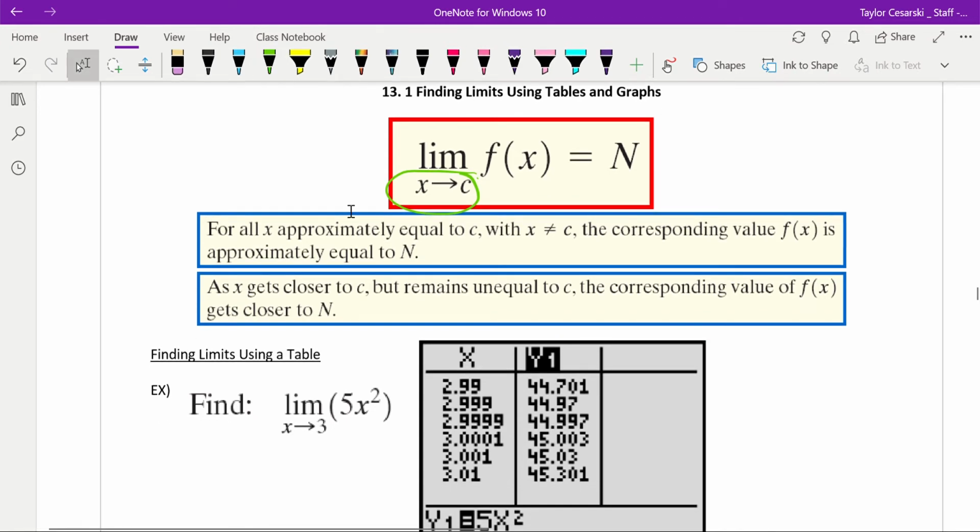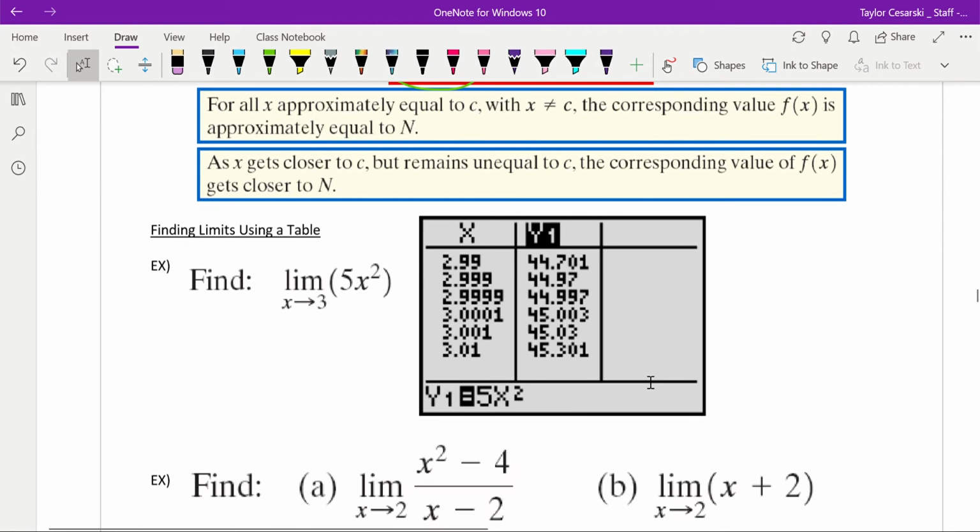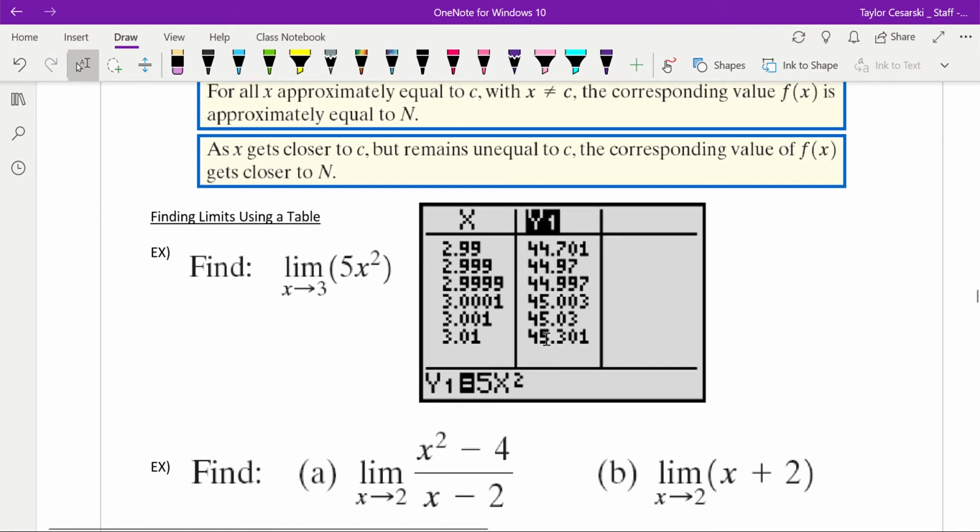So we're going to first look at this on a table. So as x approaches 3, of 5x squared, and we can see we have the table here. As we can see, we get closer to 3 this way and closer to 3 this way. It's getting closer to 45 and closer to 45. It's going up and going down. So therefore, my limit would be equal to 45.